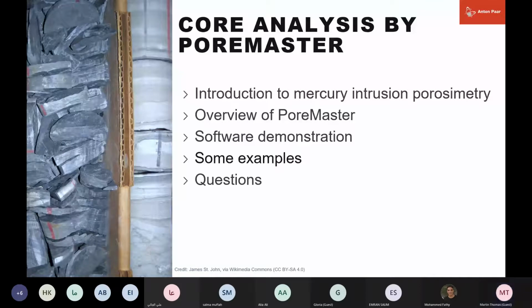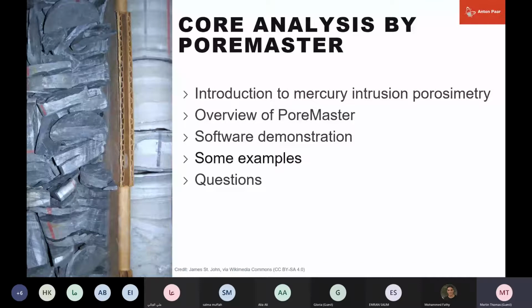And today's agenda, I'll go through an introduction to mercury intrusion porosimetry, so get everybody up to speed on that. Then I'll give you an overview of the Poremaster instrument itself. I'll include a software demonstration to show you how we make an analysis on the Poremaster and how we look at the data. And then I'll give you some examples of what some of our customers have been able to achieve using the Poremaster when it comes to core analysis. And then hopefully we'll have some time at the end for questions. We did allow quite a time slot for this, so we should have plenty of time, hopefully.